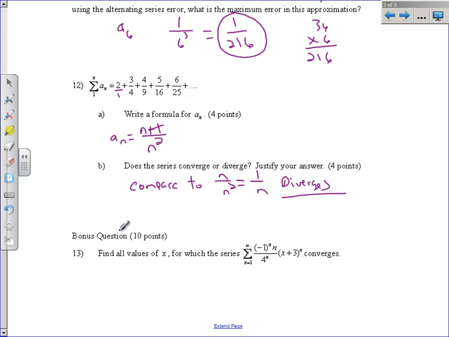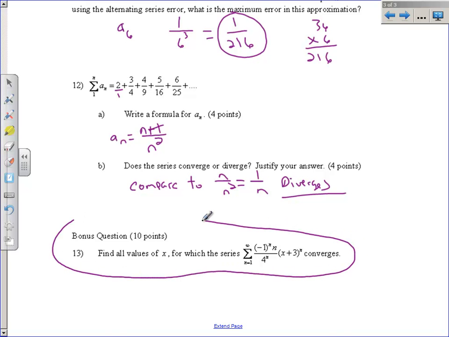Now this last question, 13, I gave last year was a bonus question. And I'm going to leave you guys with that one. That's going to give you something to think about, because I'm not going to work the bonus question for you tonight.